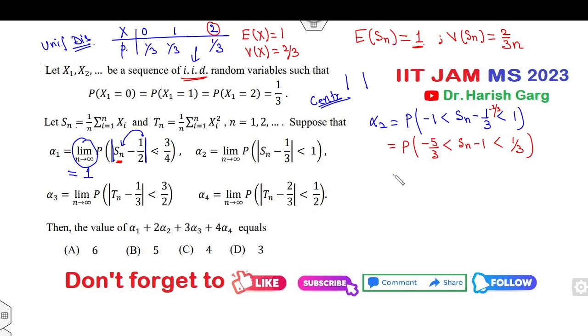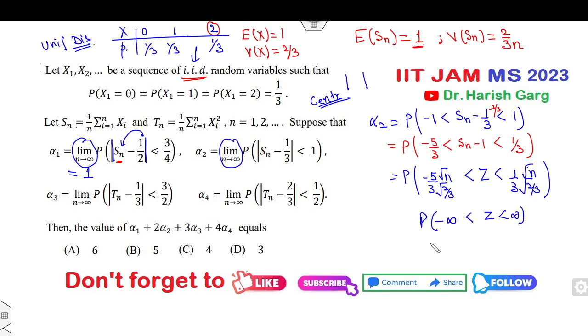In order to write in terms of the Z, I have to divide it by the root of the variance. Fine, so I can divide by root 2 over 3, n is my upside. This is my Z. 1 over 3, root 2 over 3, n is my upside. Again, by taking n approaches infinity, this is minus infinity, this is plus infinity. The answer is again 1.